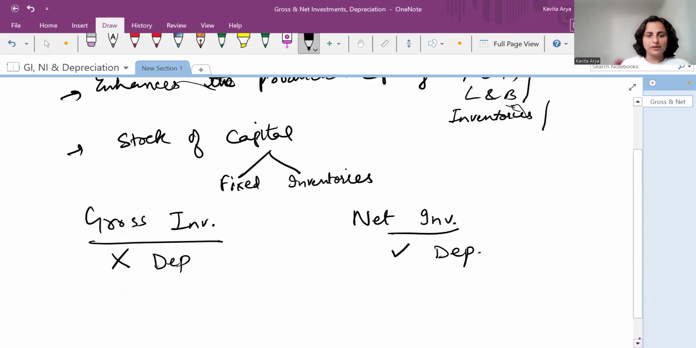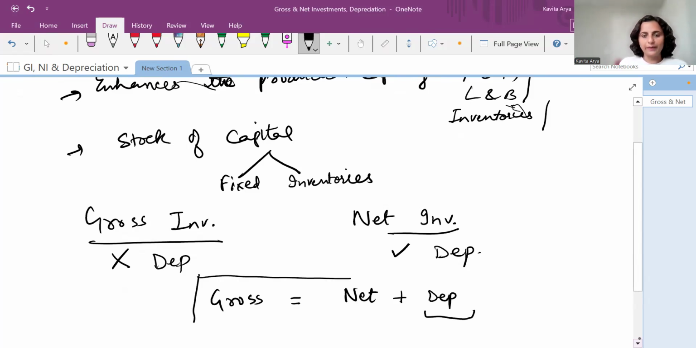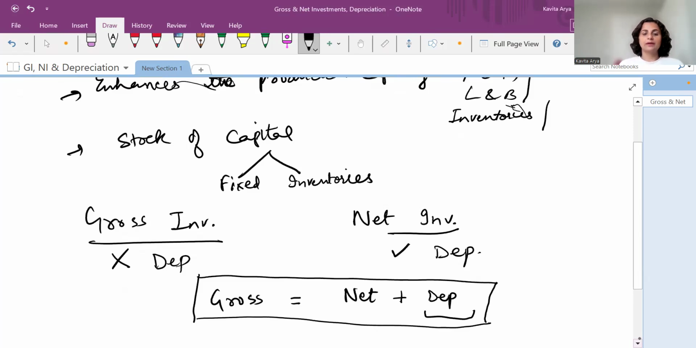So what's the relationship between these two, gross and net? How do we equate them? What is the deciding factor among these two? Net plus depreciation gives you gross. Or if we want to convert from net to gross, gross minus depreciation. So you have to just use this factor. This becomes negative here and this becomes positive here. This is a crucial equation which you would be using later for calculation of numericals.